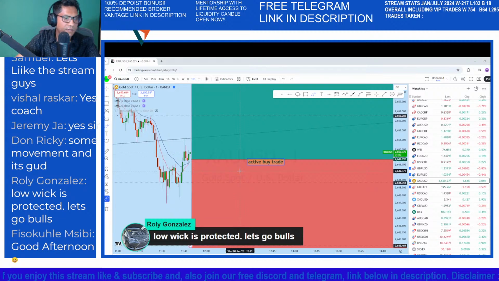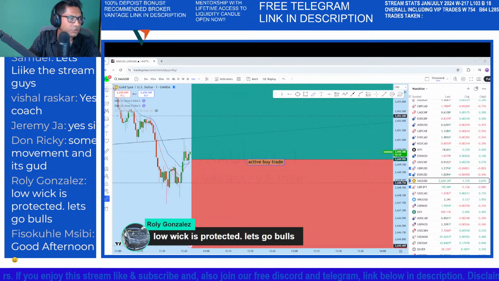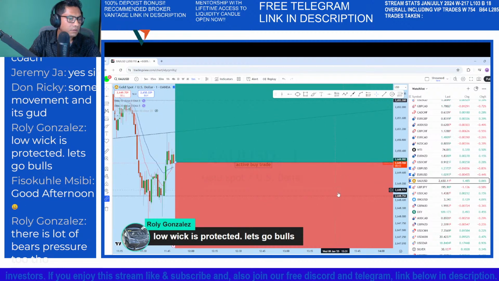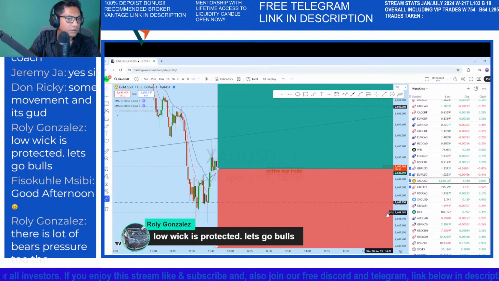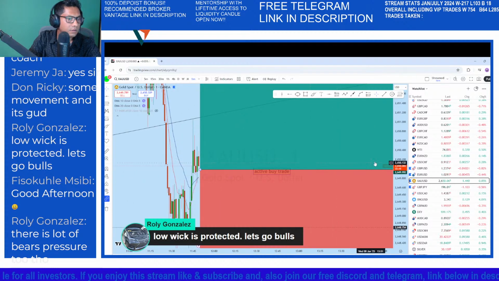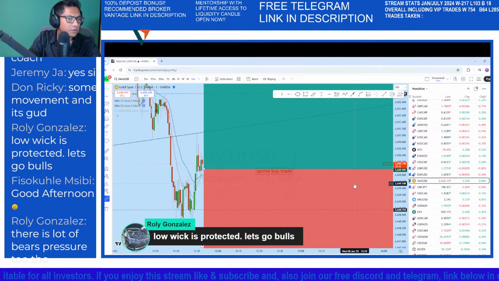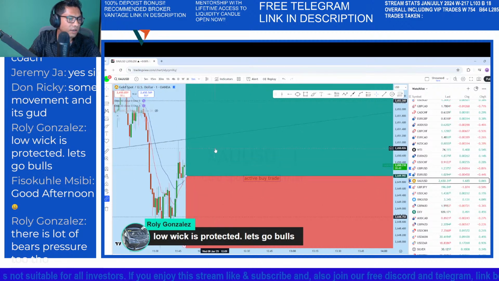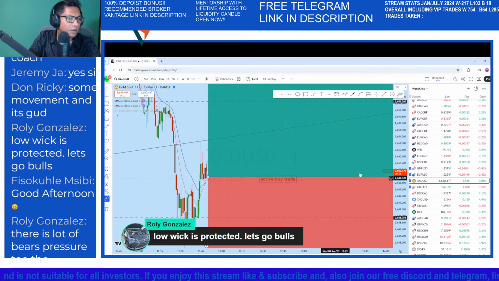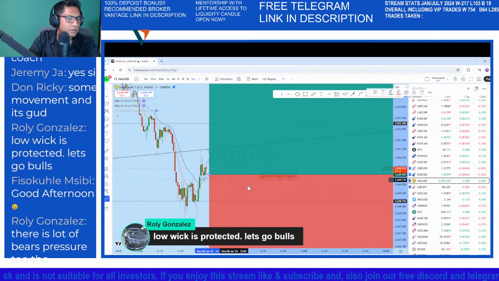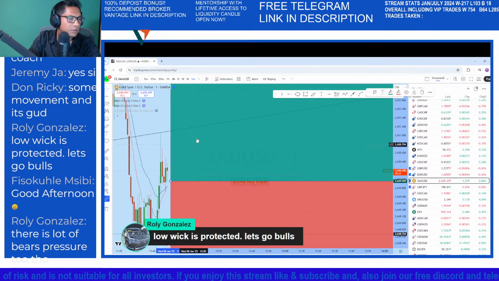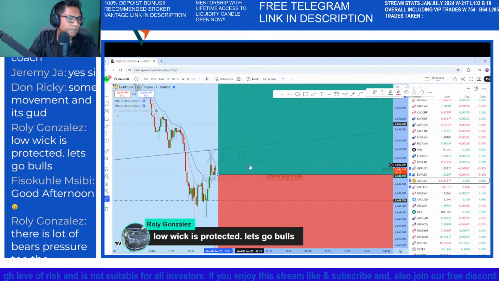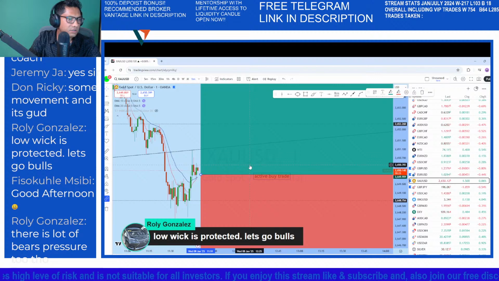Okay, so you see some rejection coming potentially. So here, you can see it's forming series of higher low, series of higher low. Want to see that it's getting that rejection.